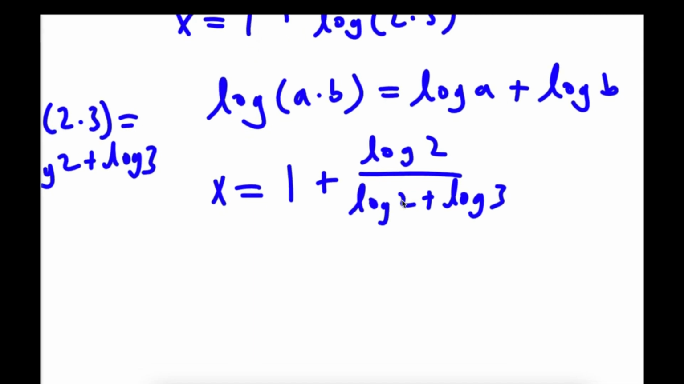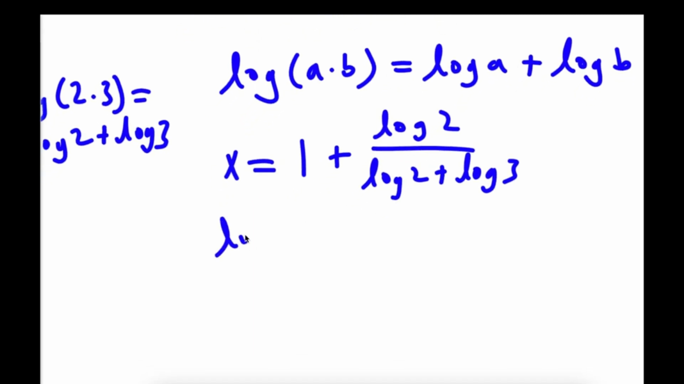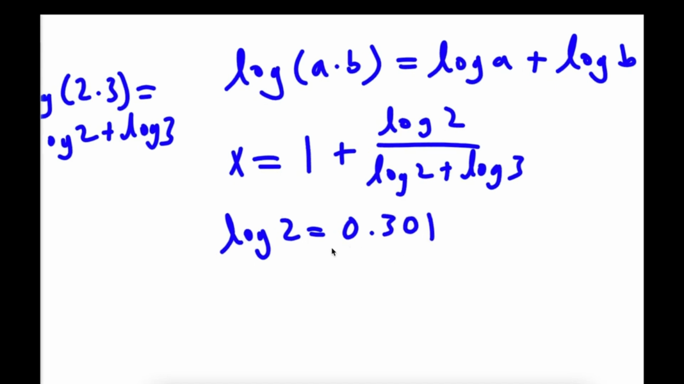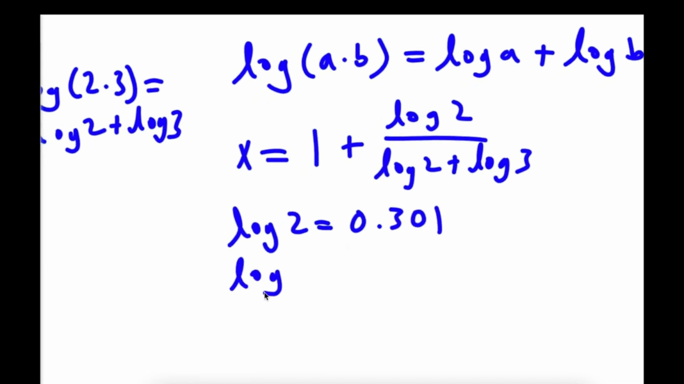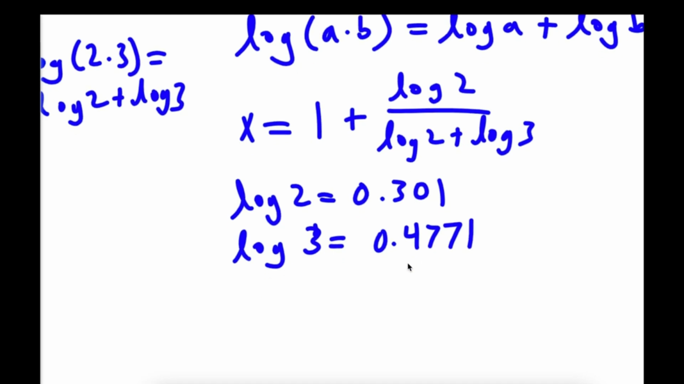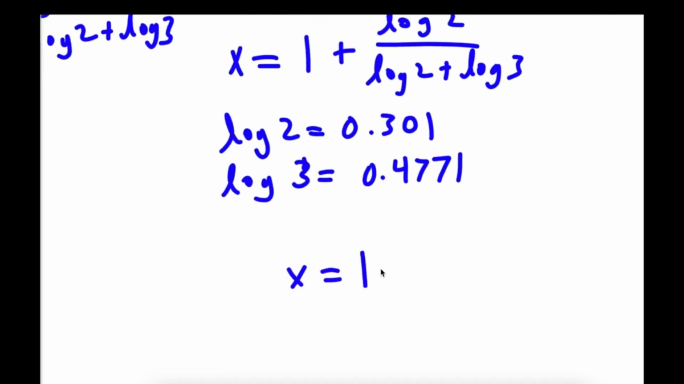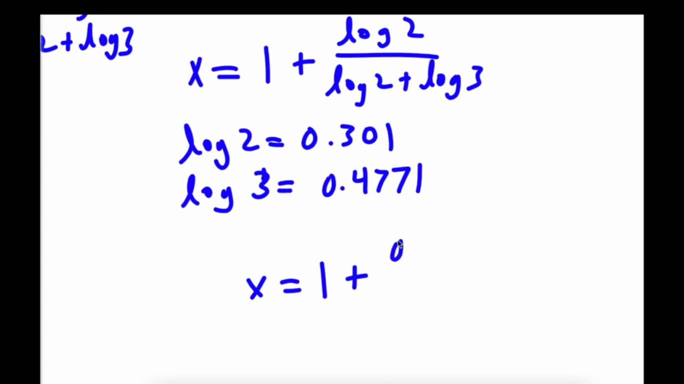Now, the value of log 2, if you plug this into a calculator, is approximately 0.301. And the value of log 3, if you plug it into a calculator, is approximately 0.4771. So we have x equals 1 plus log 2, which is 0.301, over log 2 plus log 3, so 0.301 plus 0.4771.